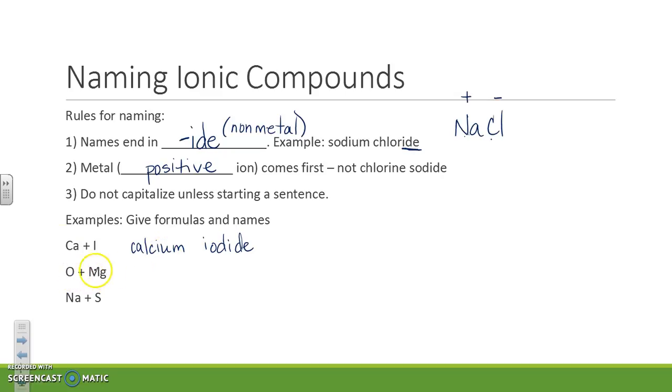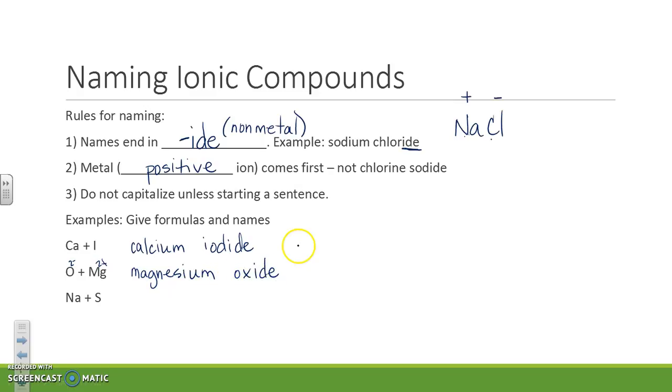Okay, which one's positive, which one's negative? Well, oxygen's going to make a -2, which means it has to go second. Magnesium makes a +2, which means it has to go first. Positive always goes first, so magnesium, and then oxygen becomes oxide.